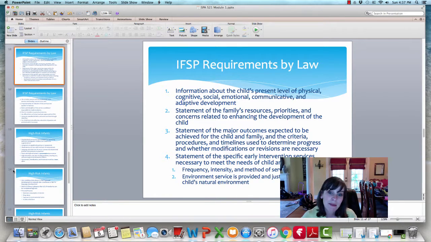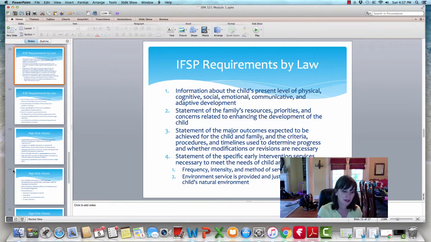Number three, statement of the major outcomes expected to be achieved for the child and family, and the criteria, procedures, and timelines used to determine progress and whether modifications or revisions are necessary. Basically, you have to have goals, your major outcomes, what you want to achieve. So what's your criteria for achieving that? What's the procedure and the timeline? That's similar to the IEP SMART goals that we've discussed. In 6 weeks and 9 weeks, the child will do this with this percent accuracy.